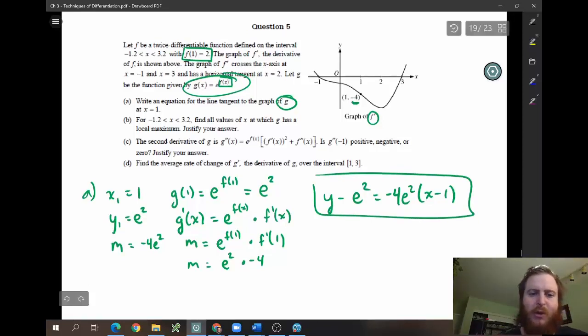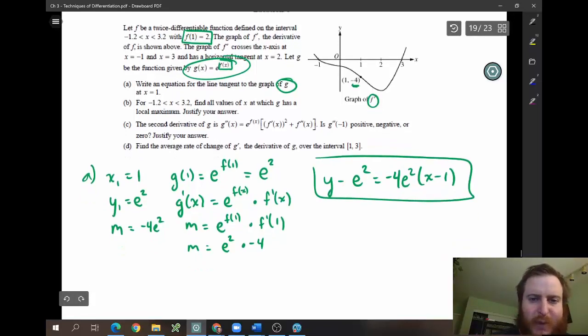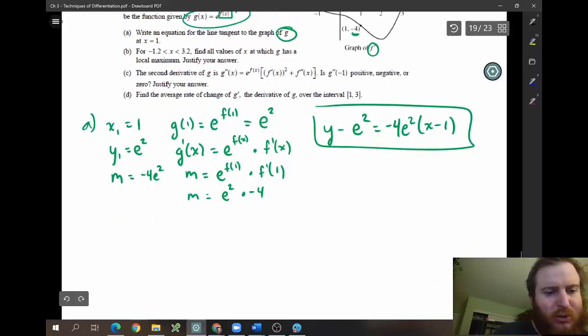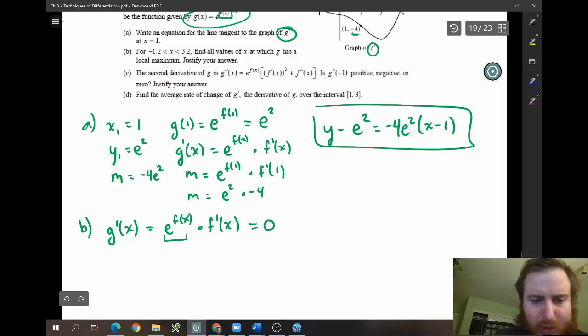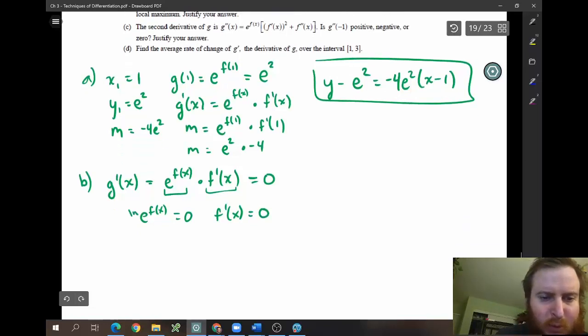Okay, B asks about a local maximum. It's tough because it's for g, not for f prime, but actually it's not too different. We always take g prime of x and set that equal to 0. Well, g prime of x, we already found up here, was e to the f of x times f prime of x. We're going to set that to be 0. Now, you want to set both factors to 0. So e to the f of x could be 0, or f prime of x could be 0. For e to the f of x, that's going to give us no solution. If you want to see it, take the ln of both sides. ln of 0 is DNE, so this is no solution.